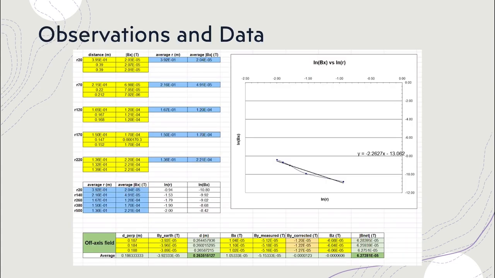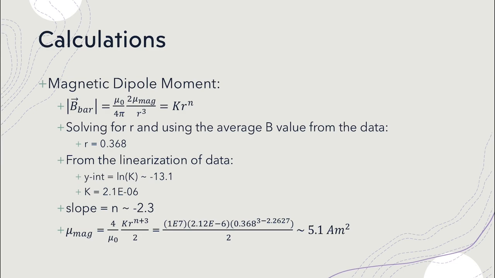Moving on to the observations and data, below is the data we gathered in this experiment. Based on this data, our expectations were confirmed that the magnetic field would be stronger when the magnetometer was closer to the magnet, and this magnetic field would drop off as distance increased, as you can see in the negative slope. Moving on to the calculations.